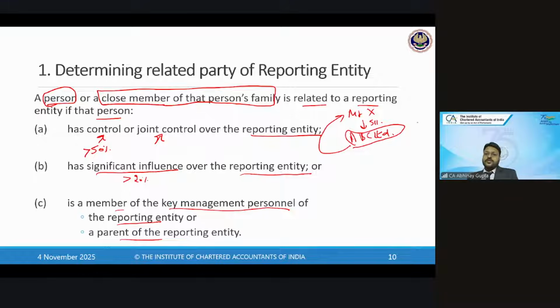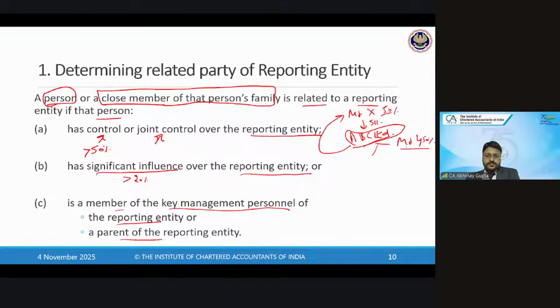Or suppose ABC Limited is controlled by two people, Mr. X and say Mr. Y as well, right? Both have say 50% stake, for example, right? Then for ABC Limited, Mr. X as well as Mr. Y, both are related parties, right?